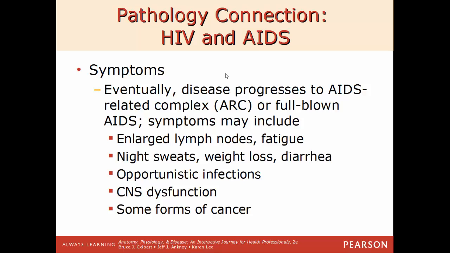And some of these symptoms may include fatigue, enlarged lymph nodes, weight loss, night sweats, diarrhea, central nervous system dysfunction, some forms of cancer, and opportunistic infection. Now, those are present because your immune system is so compromised. Other infections that would normally not be that big a deal for you are now a very big deal because you literally have a suppressed immune system.